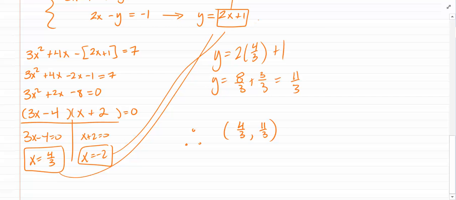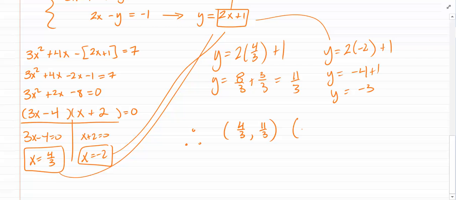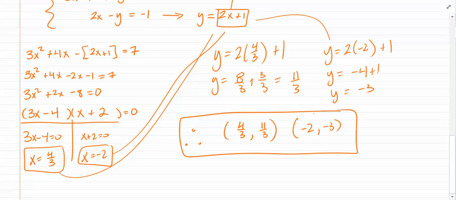I have another one though. I have a negative 2. So if I plug that one in, I get this. Y equals 2 times negative 2 plus a 1. So that looks like negative 4 plus a 1. So that looks like a negative 3. So the other one I have is negative 2 comma negative 3. And this represents my solution set. Right? I have two answers here.